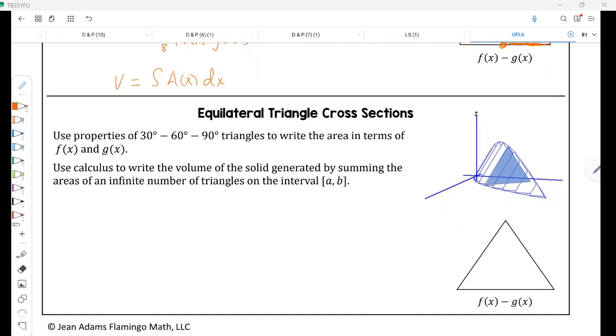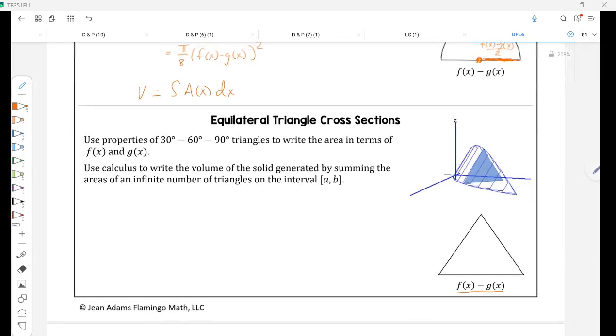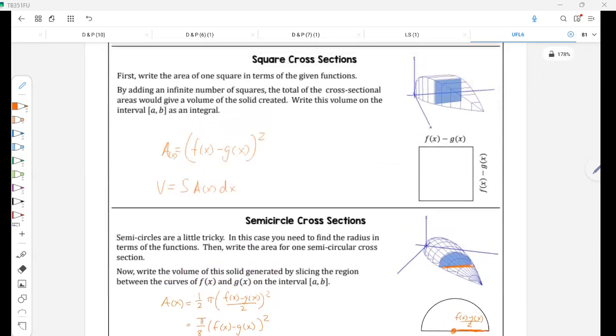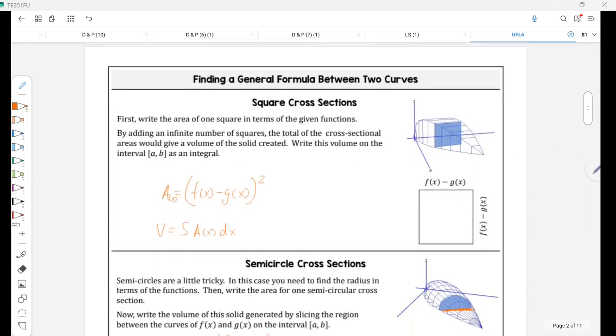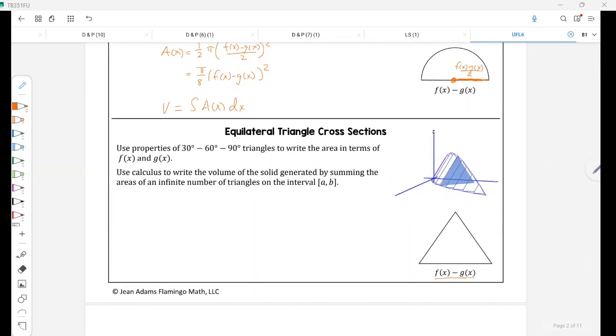And then this is the same thing. In this one, I'm just going to go back to our formula. I'm not going to derive it this time, because what I'm saying is just take whatever you have for b in the front page and replace it with f of x minus g of x. So for our equilateral triangle cross sections, we said 1/4 b squared. So here, any given area is 1/4 f of x minus g of x squared. And the volume is just the integral of that area.